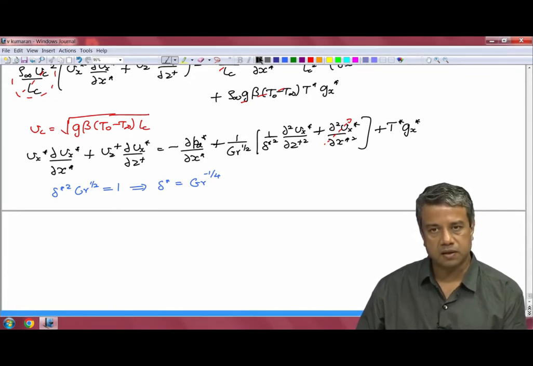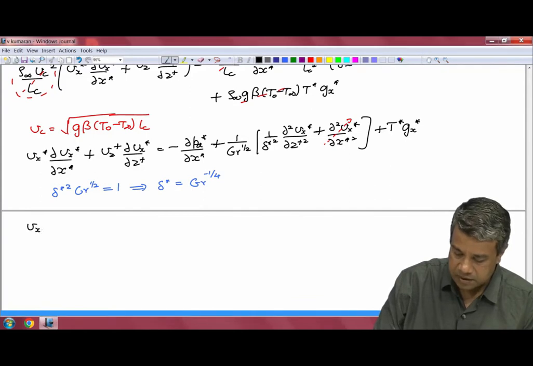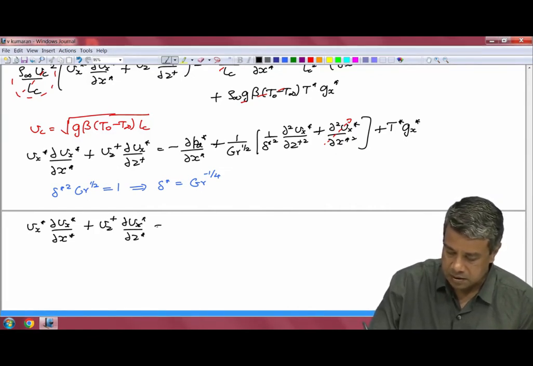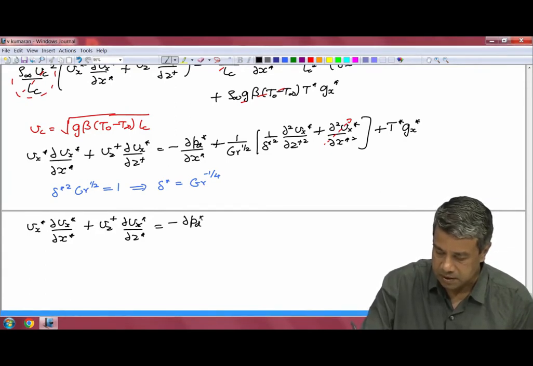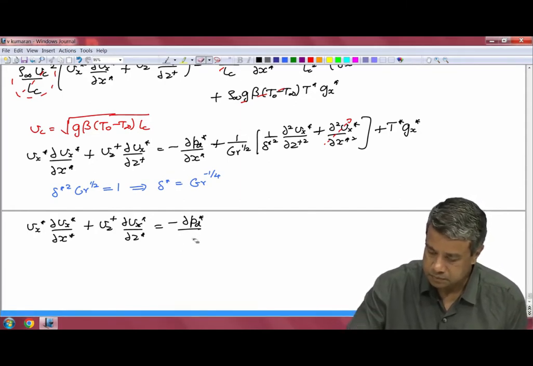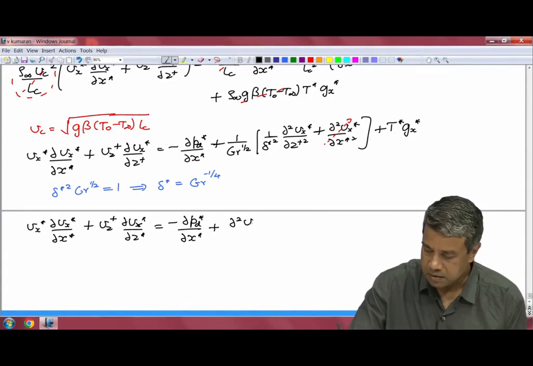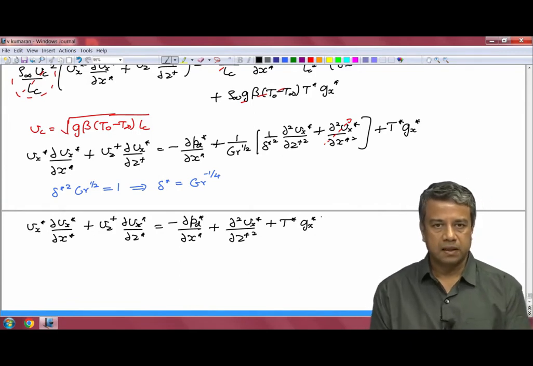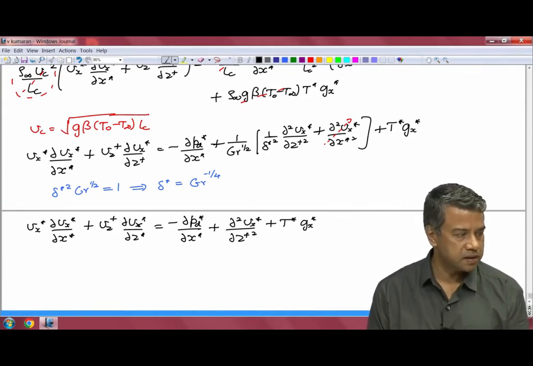With that substitution and neglecting the streamwise diffusion in comparison to the cross stream diffusion, the equation becomes Vx partial Vx by partial x plus Vz partial Vx by partial z is equal to minus partial of the dynamical pressure by partial x plus partial square Vx by partial z square, plus T star Gx. So, this is the momentum conservation equation in the streamwise direction.